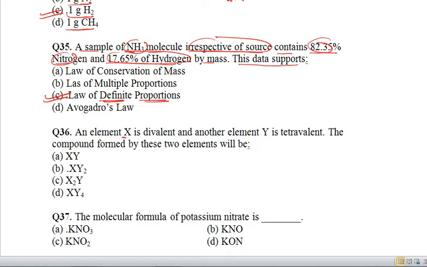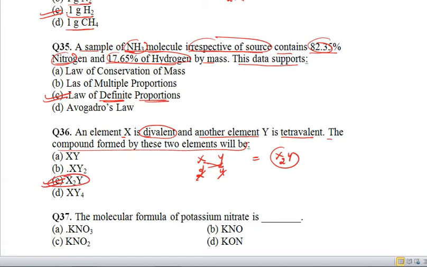An element X is divalent, means it has two valency. So X has valency 2. Another element Y is tetravalent, means it has 4 valency. The compound formed by these two elements will be, we have to form the chemical formula with 2 and 4, bringing them to the lowest form. It comes out to be 1 and 2. Then we cross multiply and the formula that will come is X2Y. X2Y, that means C is our correct answer. Clear?